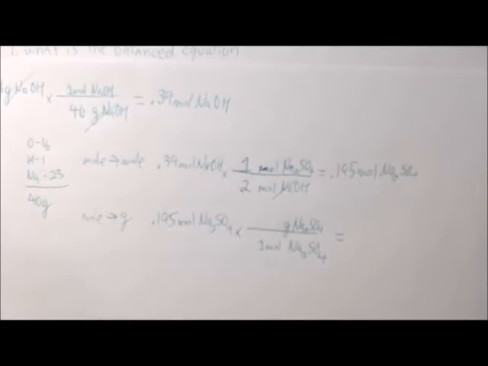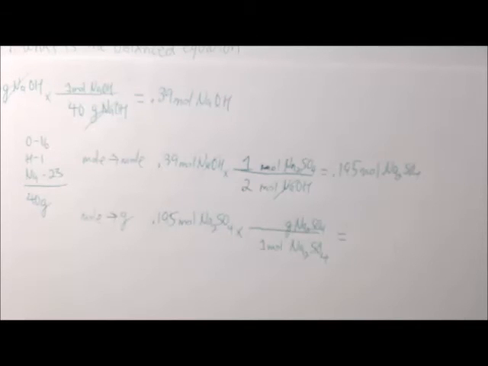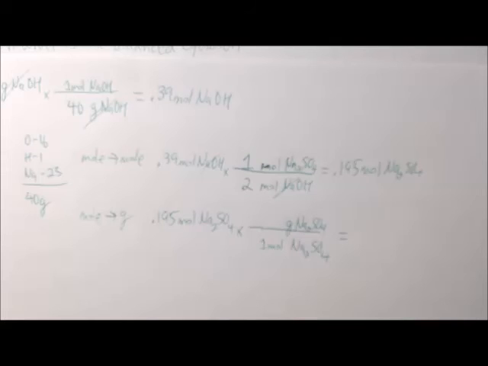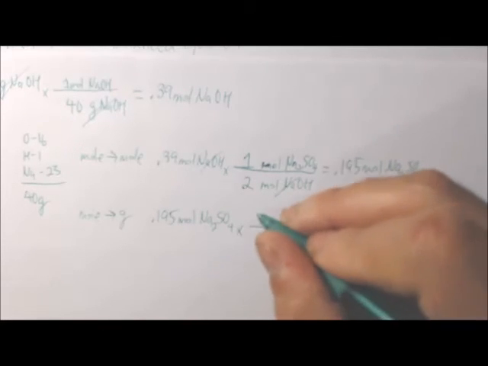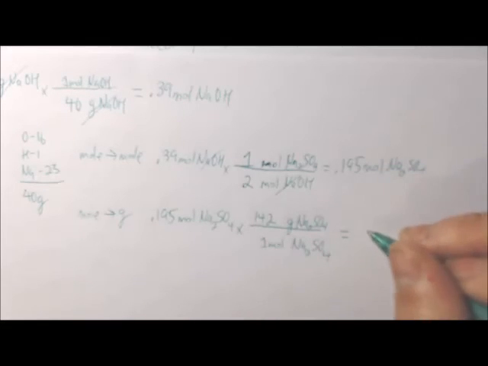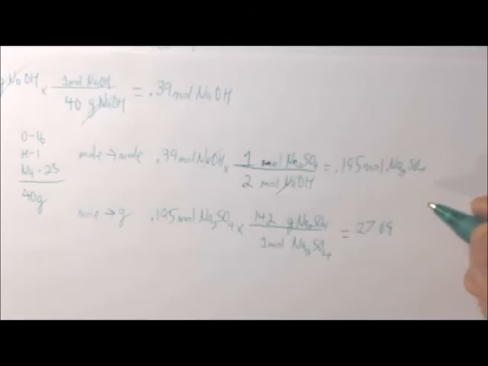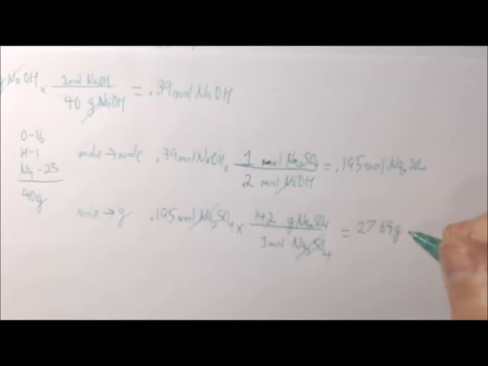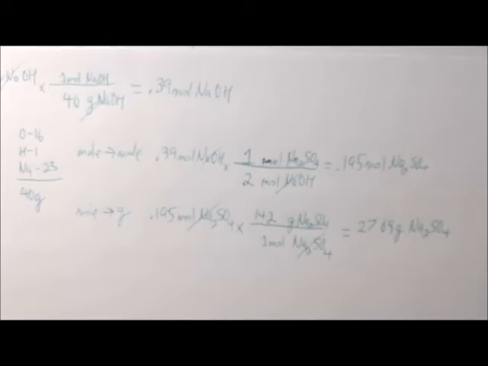And I know I have this written down, but I'll just do it again. 142, 27.69 grams. Oh, the units have to cancel. Of Na2SO4 sodium sulfate. And this is your theoretical yield.